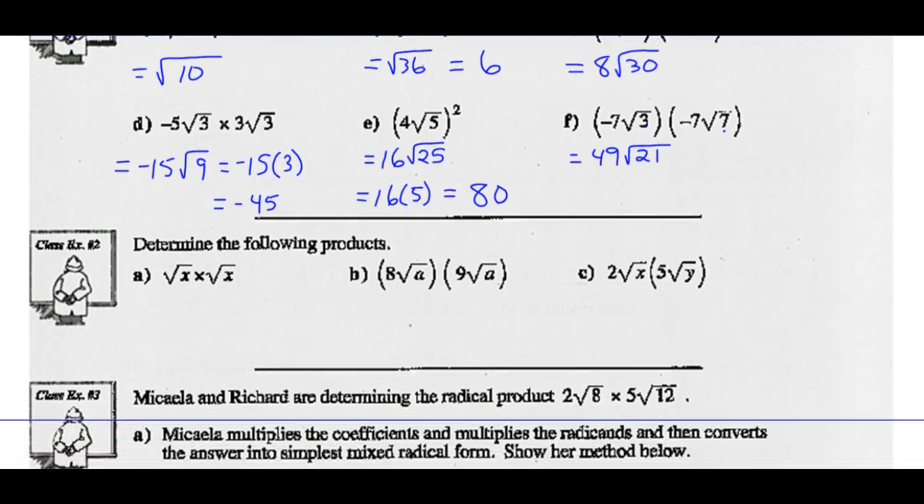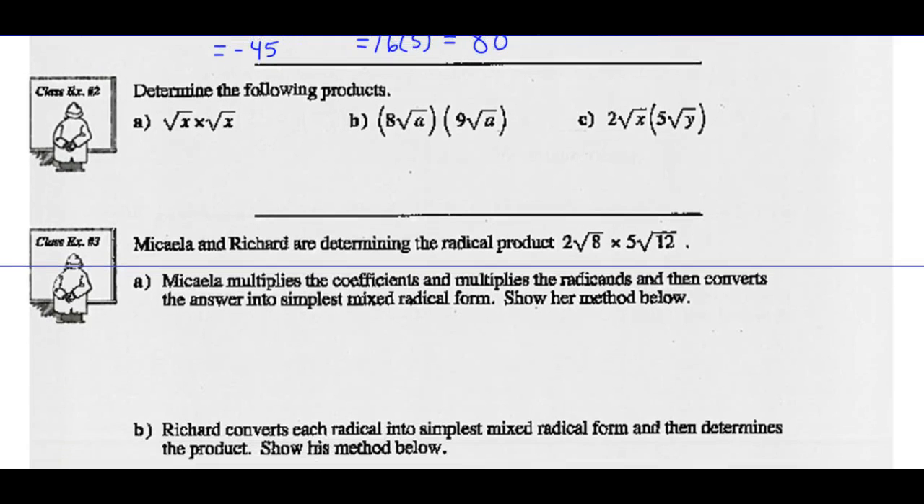Example 2, now we've got a few variables thrown in. Determine the following products. Radical x times radical x. Well, if you do that, we get the square root of x squared. Well, the square root of x squared is x. All right.